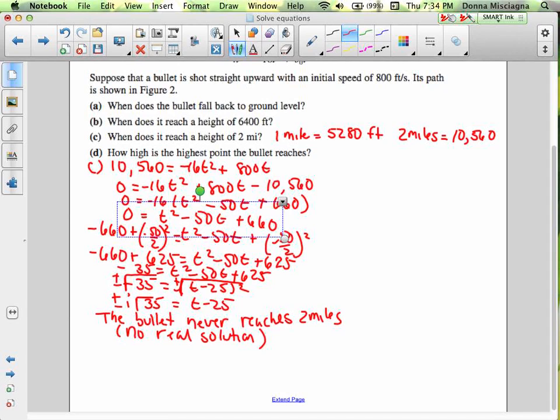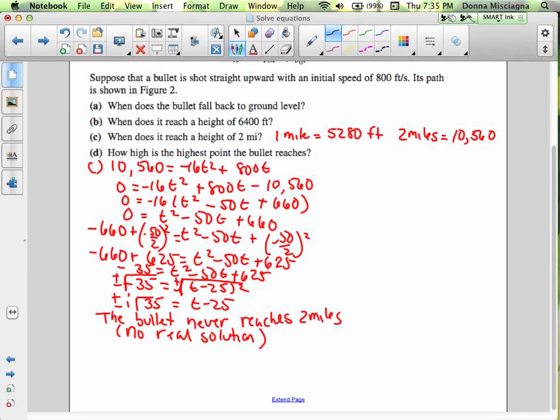So since there's no real solution, I wouldn't even bother to move the 25 over. If you like, the final solution is t equals 25 plus or minus i square root of 35, but who cares? Because the bullet never reaches 2 miles. It's a complex number, an imaginary number. So when does it reach a height of 2 miles? Never.